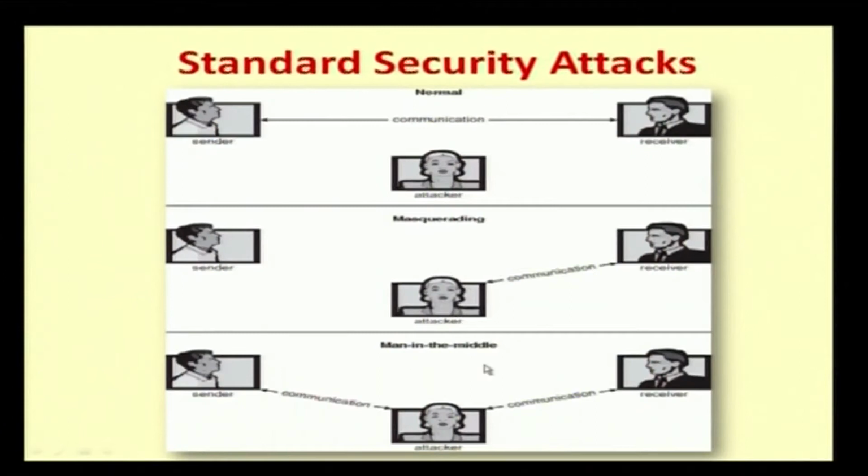Man in the middle attack denotes the attacker will be communicating to both sender and receiver. That is called man in the middle attack. So, these are the standard security attacks that are possible. Now, let us see the program threats. What are the different program threats that may be encountered?